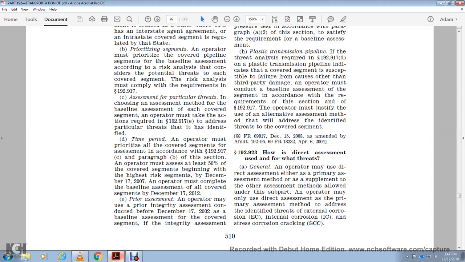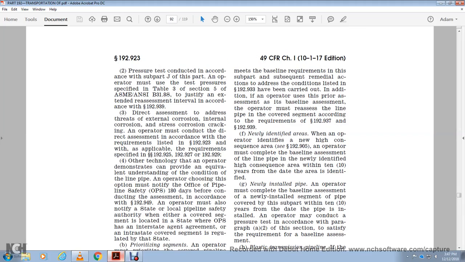Prior assessment. An operator may treat a prior integrity assessment conducted before December 17, 2012 as a baseline for the covered segment if the integrity assessment meets the baseline requirements and subsequent remedial actions to address the conditions listed in 192.933 have been carried out. In addition, if an operator uses the prior assessment as the baseline assessment, the operator must reassess the line pipe in the covered segment according to 192.937 and 192.939.